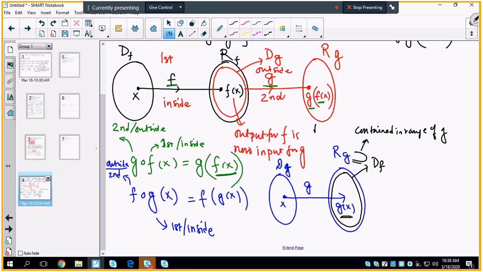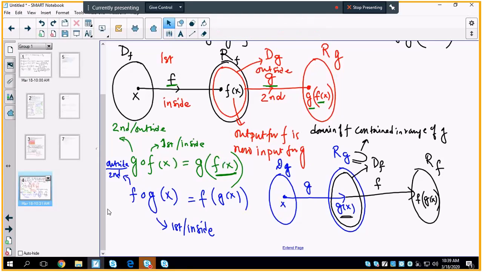I can go ahead and make it more precise. Domain of f contained in range of g. As soon as I have ensured that, then I get to say that, since g of x, the output, is inside the domain of f, I can treat this output as the input of f. And then I can apply the function f to go to the range of f and call this new output f of g of x. So these are the formal approaches to understanding the composition of two functions.